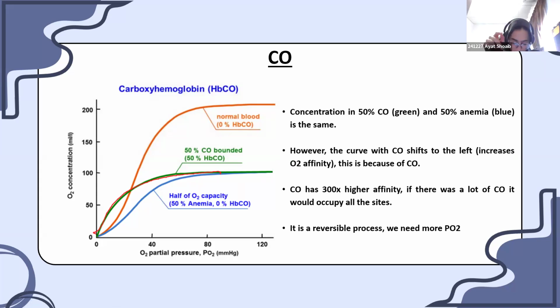Okay, you can still reverse it, by the way. It is a reversible process. We need more PO2. If you increase the pressure of PO2, you can get rid of the carbon monoxide and take its place instead. You can break into the basement. Amazing.